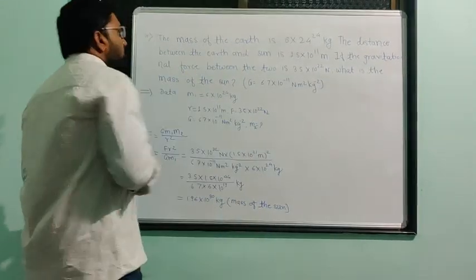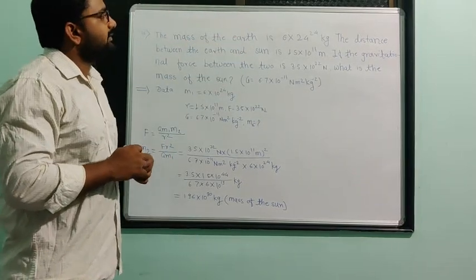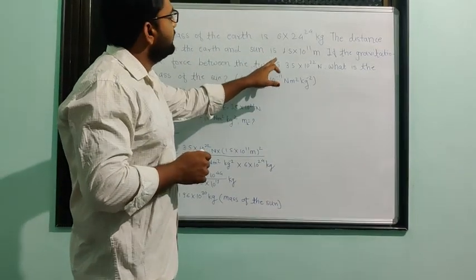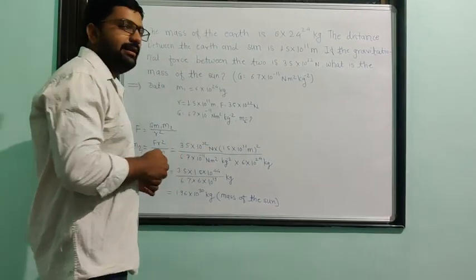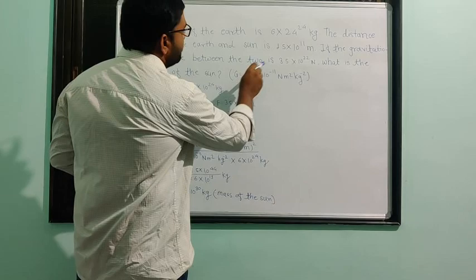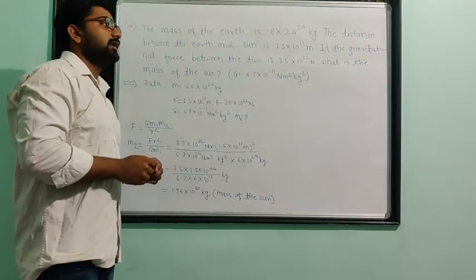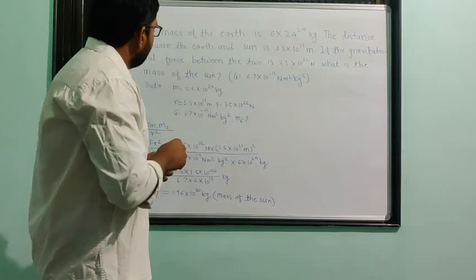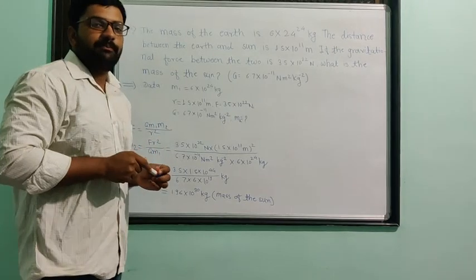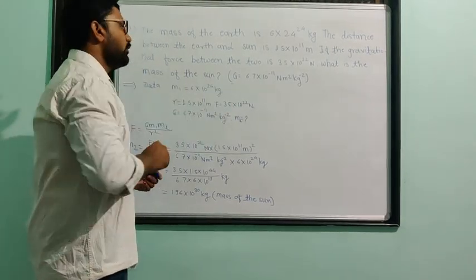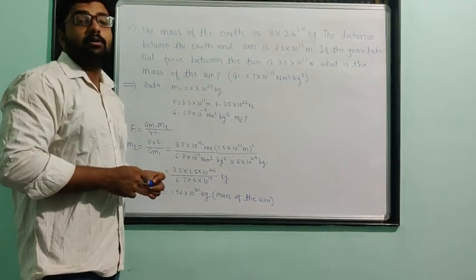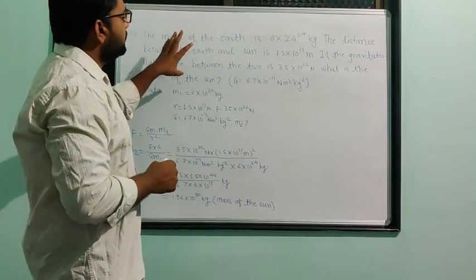So the problem is: the mass of the earth is 6 × 10^24 kilogram. The distance between the earth and sun is 1.5 × 10^11 meter. If the gravitational force between the two is 3.5 × 10^22 Newton, then what is the mass of the sun? The given data is the gravitational constant, capital G, equal to 6.7 × 10^-11 Newton meter square per kilogram square. Okay, so that much data is given.